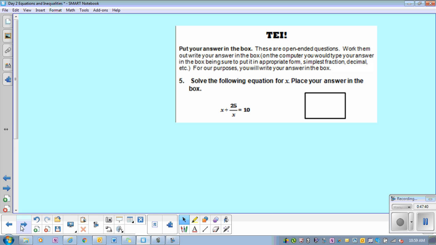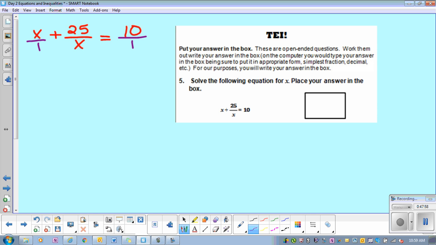All right, so how about this? So this one, you don't have anything that you can plug in. So you actually have to do it. It's fine, we can do this. X plus 25 over x equals 10. All over 1, all over 1. So this is a rational equation. You need to find the LCD. LCD, fraction 1, 2, and 3, right?